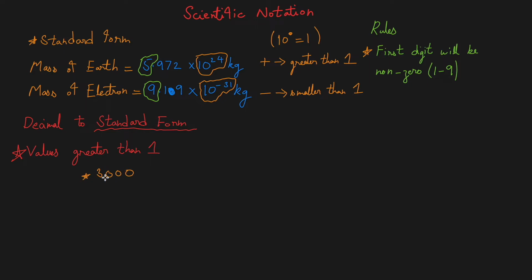Oh, I'm sorry, my mistake. 4 zeros. 30,000. Now how do we convert it into scientific notation? Let me use the color blue here. Now first of all, let's check the rule. It says the first digit will be non-zero.